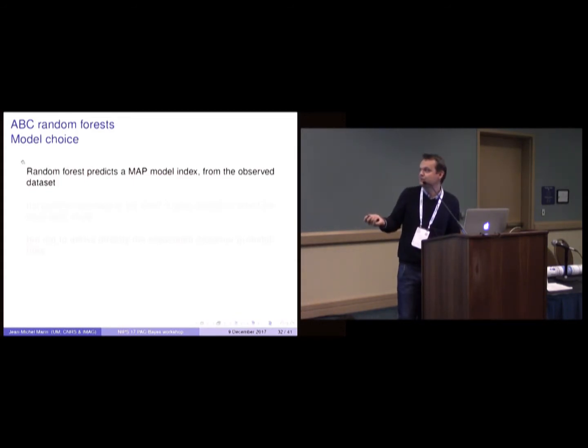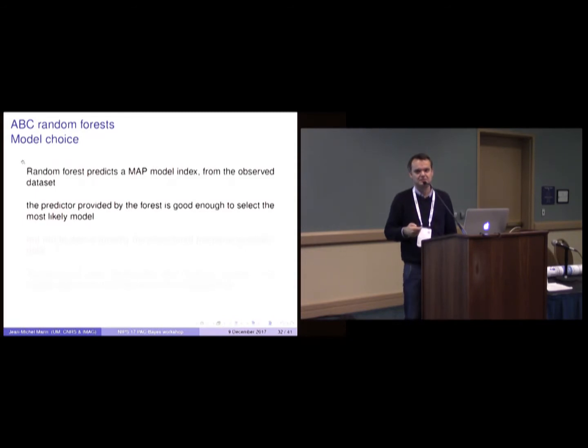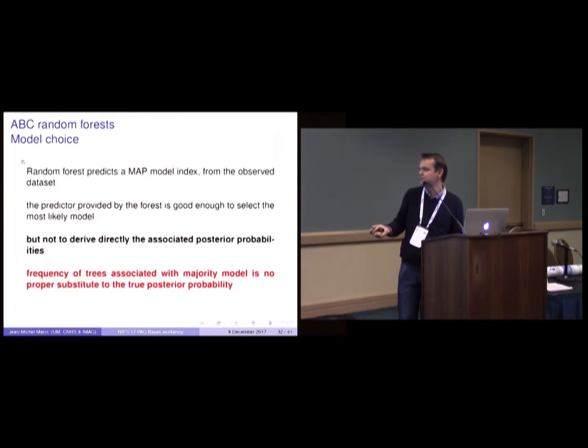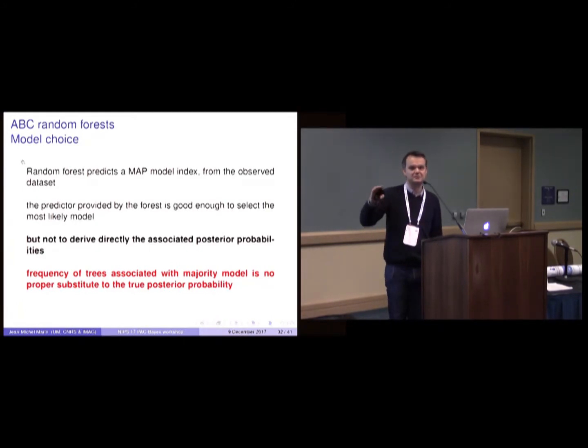You can predict the model index. Predicting the model index is a classification problem, but estimating in a good way the posterior probability is a regression problem. This is the expectation of an indicator function, which is a probability. This is a regression and not a classification problem. Regression is more difficult than classification in some sense, and you cannot directly use the result of the forest. The frequency of trees associated with the majority model is not a proper substitute for the true posterior probability of the selected model.